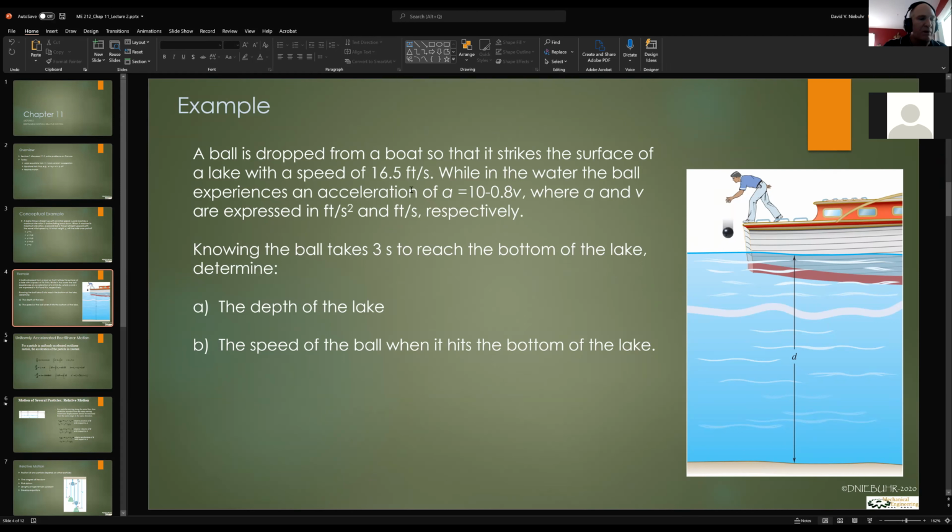You guys are probably at a better advantage than me, because my calculus is okay, but it's not as fresh as yours. So, let's look at this problem here.